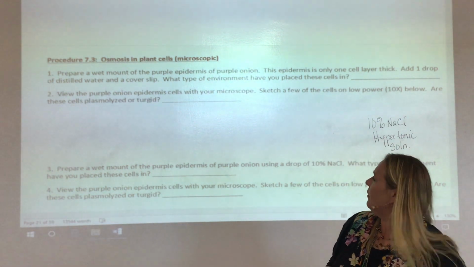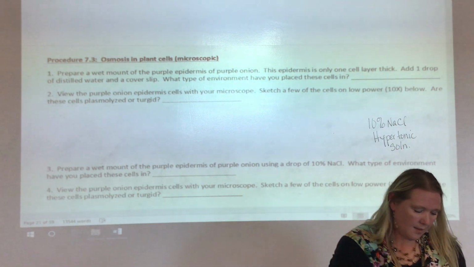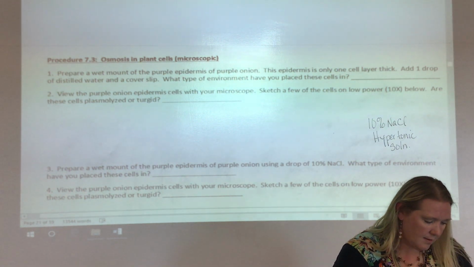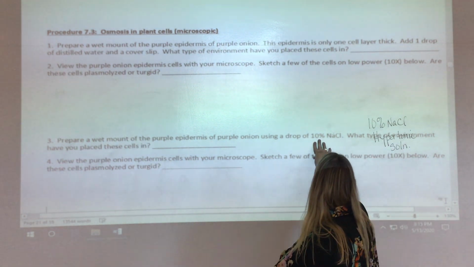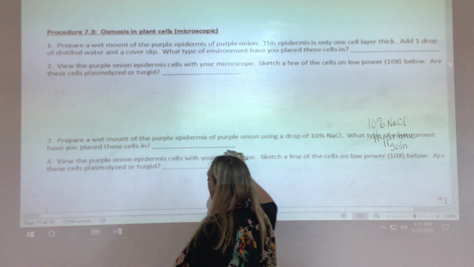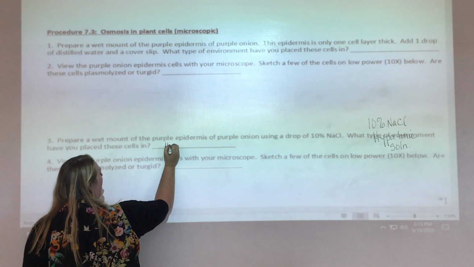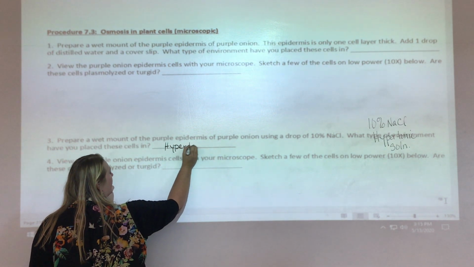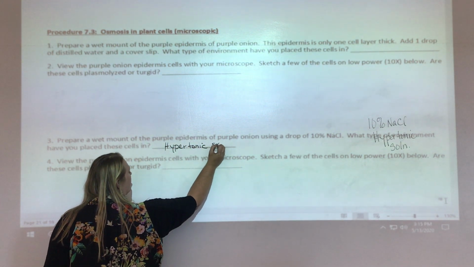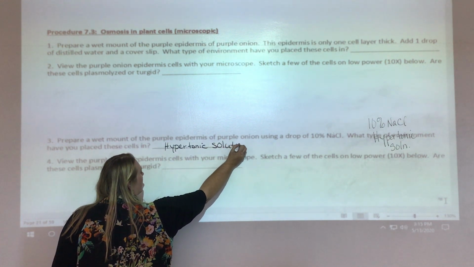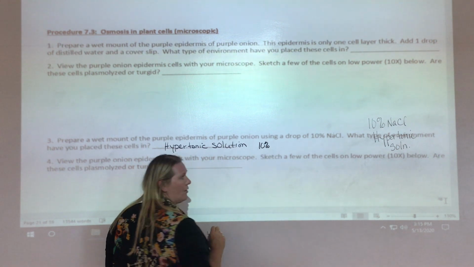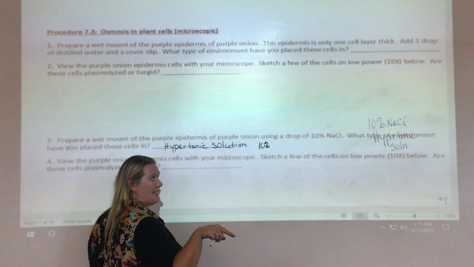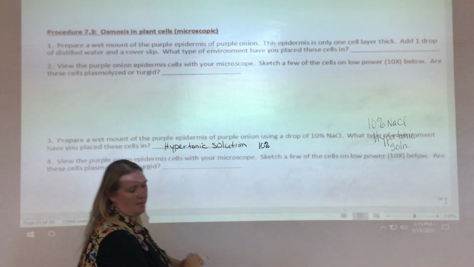Okay, so we prepared the purple onion, and we put it in 10% salt solution, and we placed it in a hypertonic solution. 10% salt is higher than the 0.9 that's inside of the cell. Okay.